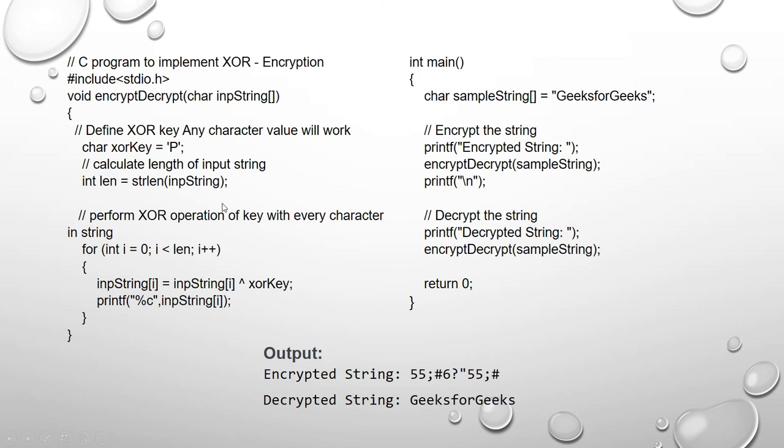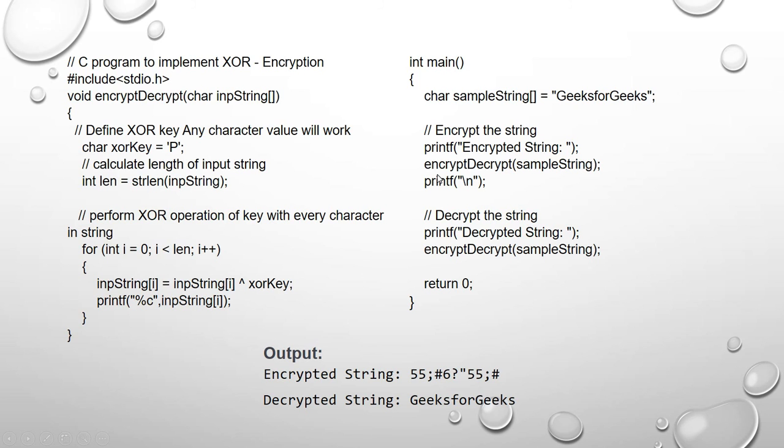By assigning, go for the int main. Here I am storing in the sample string variable the Greek for Greek word, assigned inside this variable, and simply I print it. Then I call the encrypt decrypt function by passing the sample string variable, where inside sample string the Greek for Greek word is there.